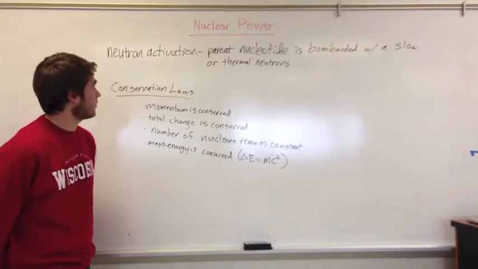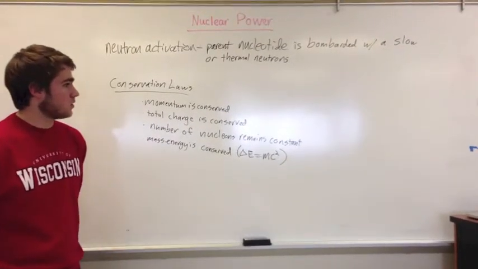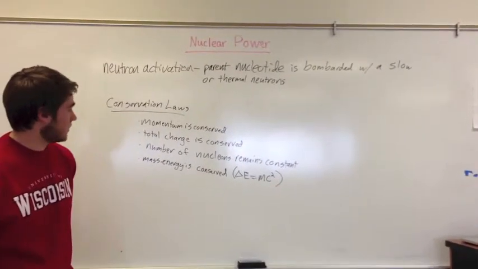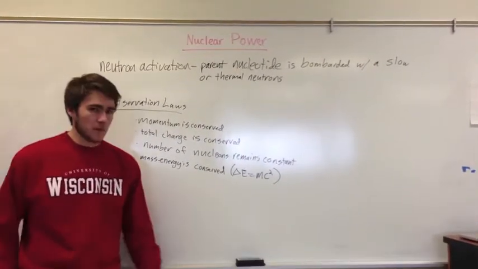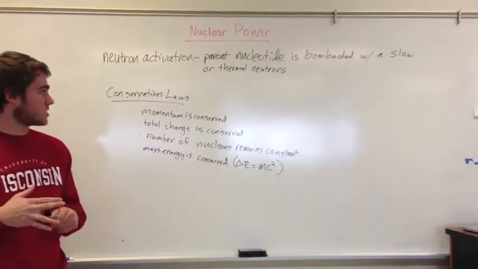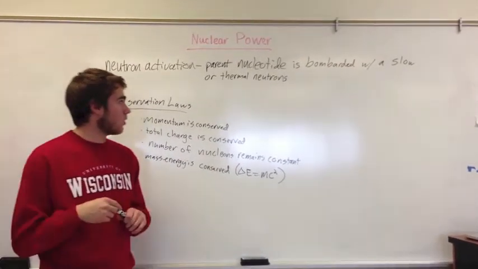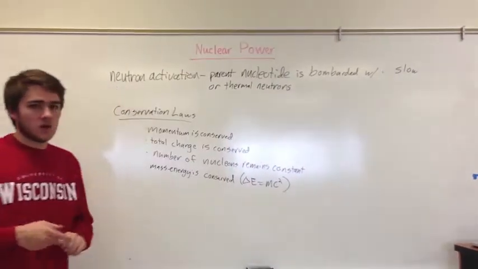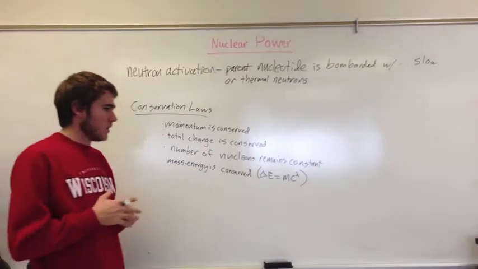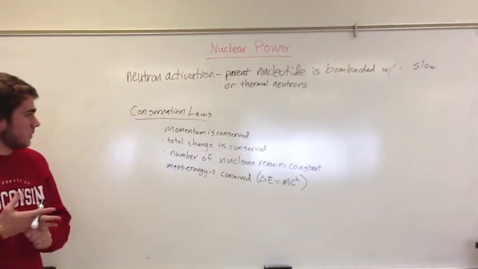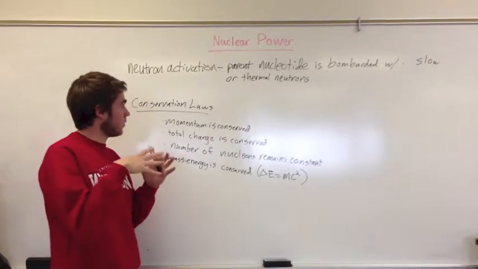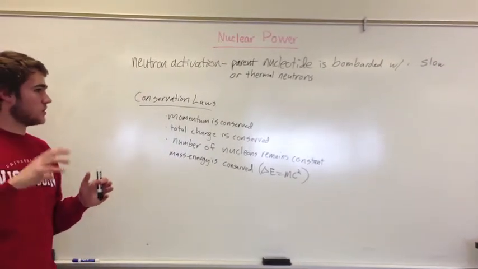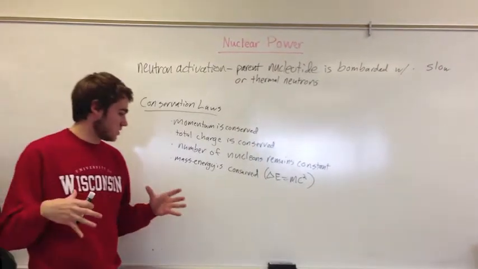Okay, the first topic here for nuclear power will be the neutron's role in creating a chain reaction. The first definition you should know is neutron activation, and that is where a parent nucleotide is bombarded with slow or thermal neutrons. Typically you'll have uranium-235, a common one, as your parent nucleotide, and as neutrons move towards it, there's usually some device there to slow them down.